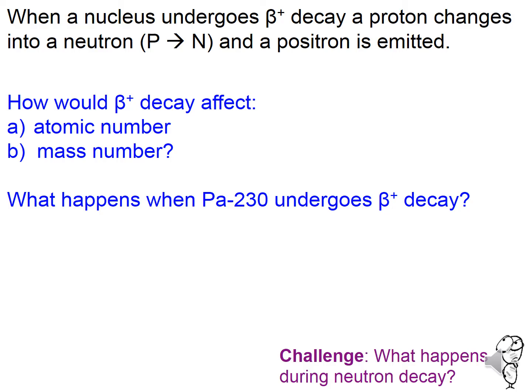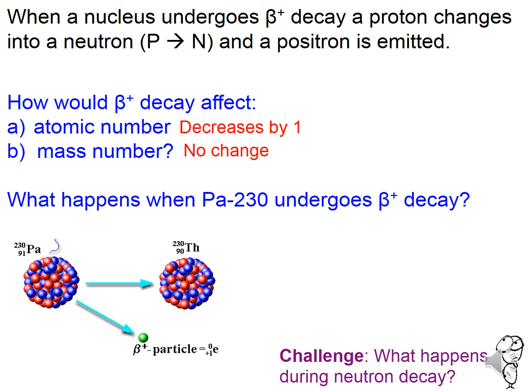So when the nucleus undergoes a beta plus decay, the proton changes to a neutron and a positron is emitted. So, just to see if you've been listening, how would a beta positive emission affect the atomic number? It would decrease it by 1. And how would it affect the mass number? It would stay the same. Okay, and then what would happen when that element undergoes beta plus decay? Palladium, we get this as a nice example of it, where we have the atomic number decreasing by 1 and the mass number staying the same, and the beta plus particle, positron, emitted.